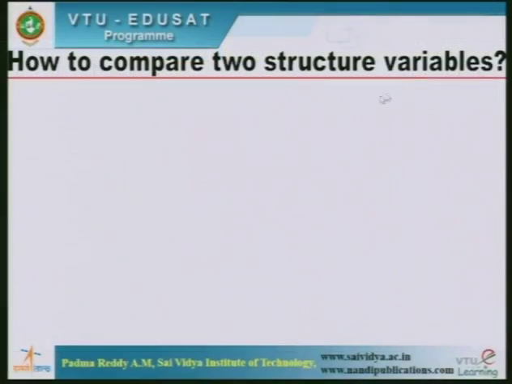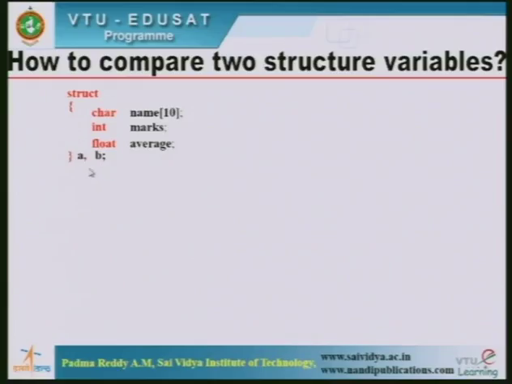In the last class, we have seen how to assign one structure to another structure. Today's class will concentrate on how to compare two structure variables. Now, if you observe, this is a structure and this structure is associated with two variables A and B.